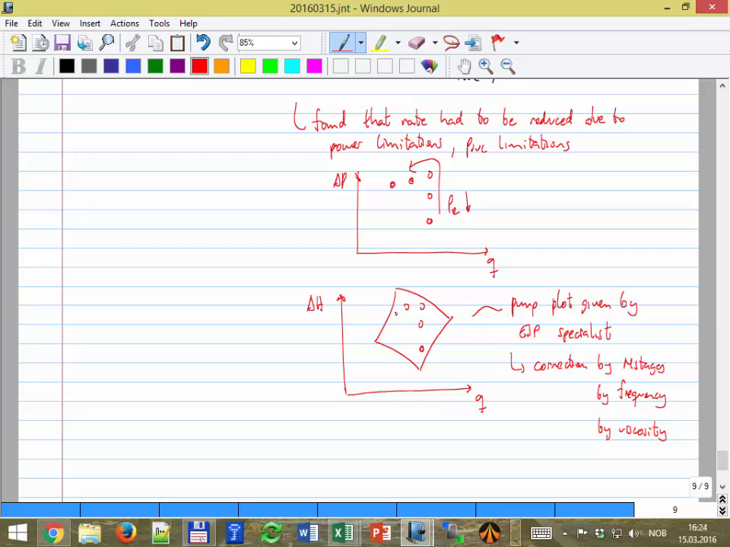So I can say with certainty that the pump that you chose is going to be good to pump the rates and the operational conditions that I have found, okay? The pump can provide the operational conditions that were estimated. Okay, so here I'm happy.